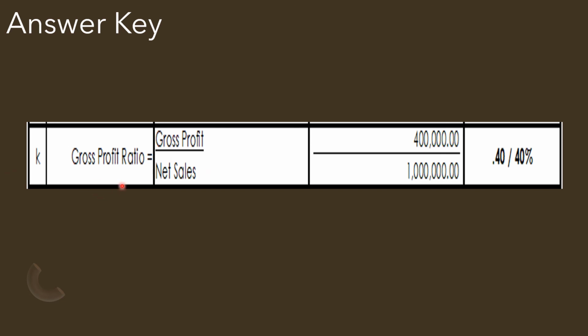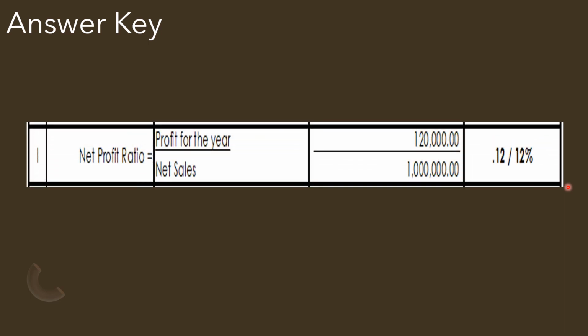When we say gross profit, it's the sale minus cost of sales or cost of goods sold, called gross profit. So your gross profit ratio is gross profit over net sales. So yung gross profit mo is 400 over your net sales of 1 million, should be 40%. Okay? Next, we have net profit ratio.